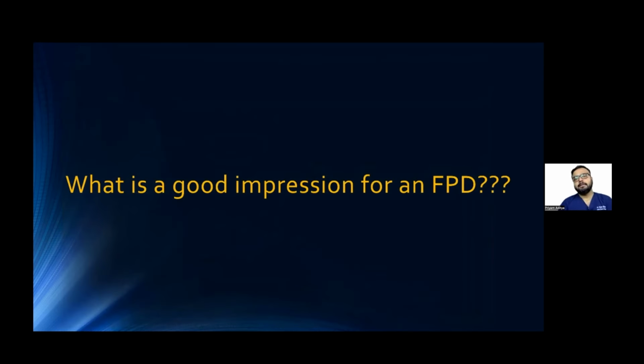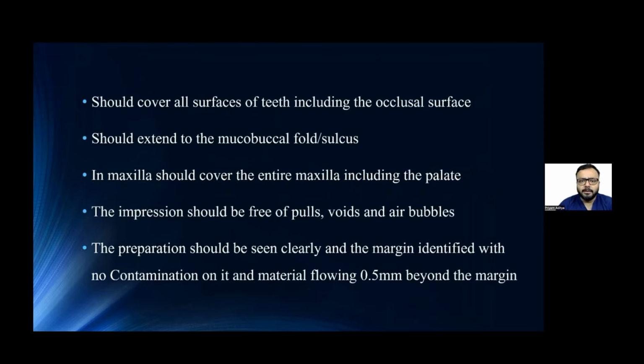So what I thought was, let's go back to basics then, because in basics, we know what is a good impression. I'm not talking all the points here, but I'm just taking a few from the book. It should cover all the surfaces of the teeth, including occlusal surfaces. It should extend to the mucobuccal fold or sulcus. In maxilla, it should cover the entire maxilla, including the palate. The impression should be free of any pulls, any voids, any air bubbles. The preparation should be clearly seen. The margin should be clearly seen and identified without any contamination on it, no blood, no saliva on it. And the material should flow 0.5 millimeter beyond the margins so that the technician can identify the margin in the cast.